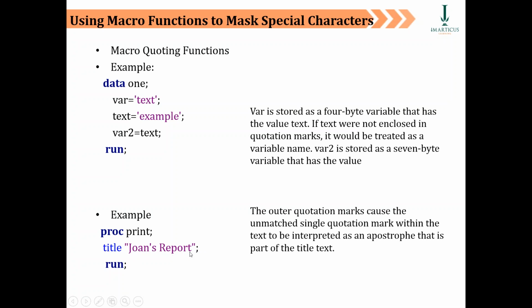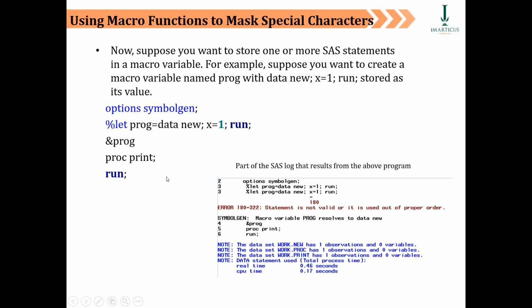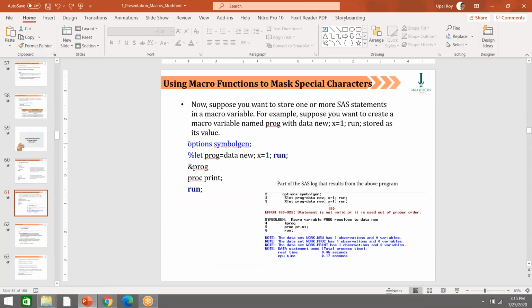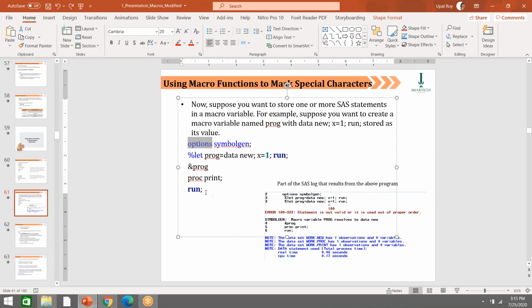Now, in this type of context, what we can do is use a macro function. Suppose you want to store one or more such statements in a macro variable. For example, you want to create a macro variable where you have named a program, data with x equals 1, run, stored as its value. You can use this type of option. For example, I'm showing you this example, the log of it.